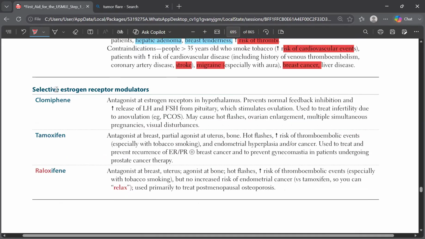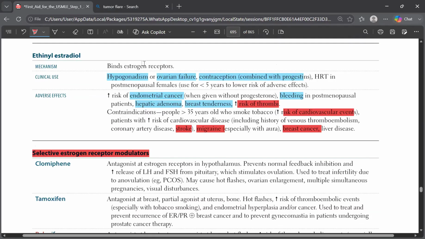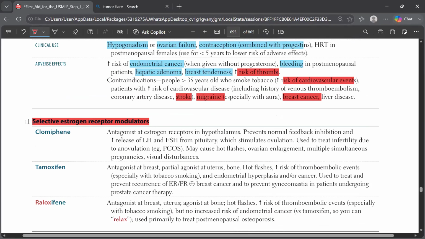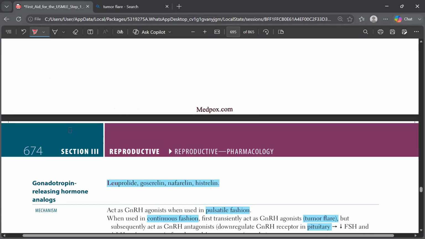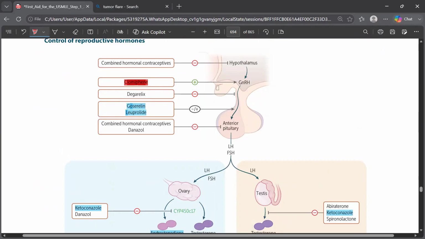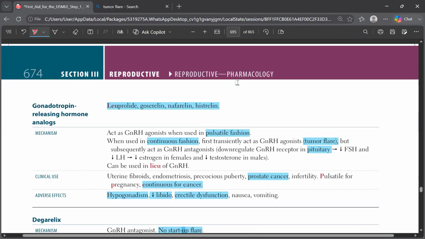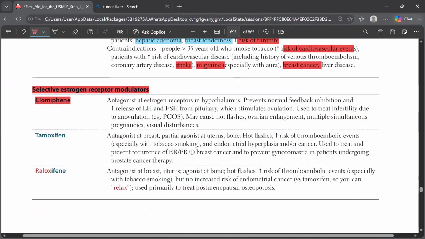Then we have SERMs, or selective estrogen receptor modulators. These are very important because they can act as agonist or antagonist depending on what they want to. The first one is clomiphene, again very important. This one was acting right here on the gonadotropin releasing hormone, and it was giving a positive effect here. Let's see how it does elsewhere.